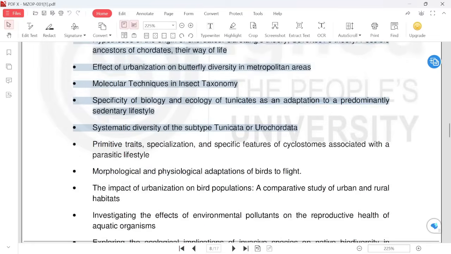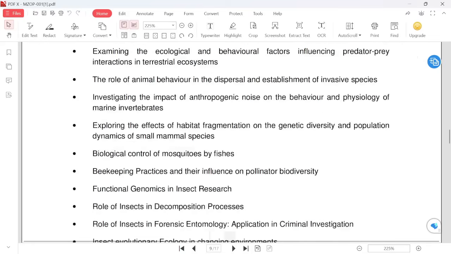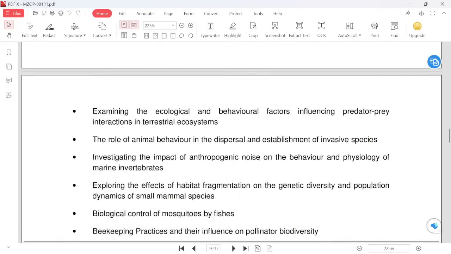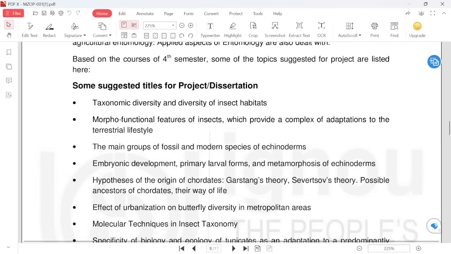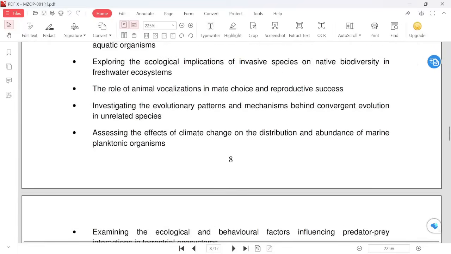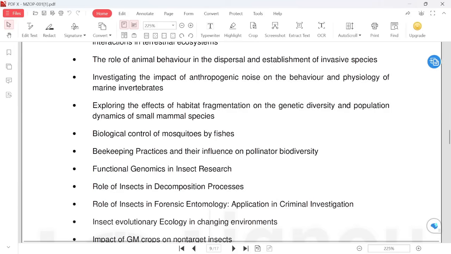Okay, so there are so many topics given here. You can select any of them. I already told you, you can pause it or you can check out the guideline as well.